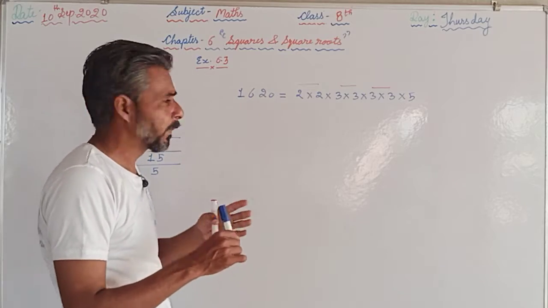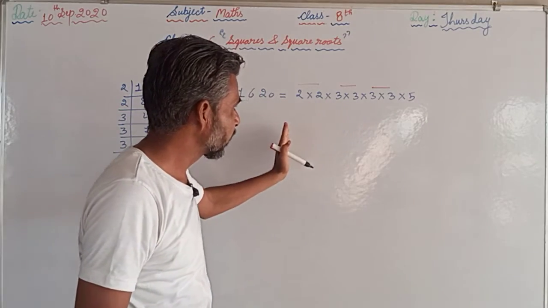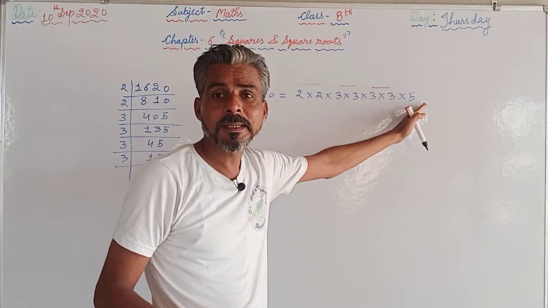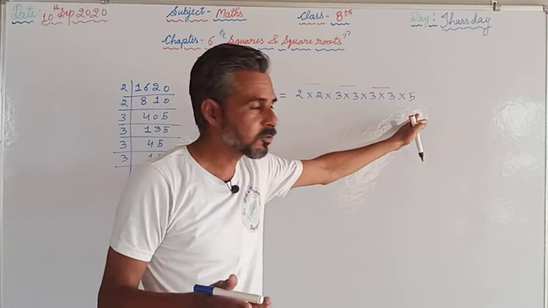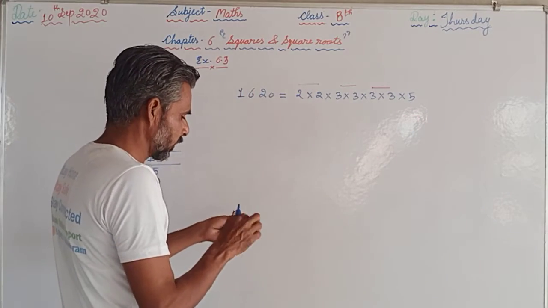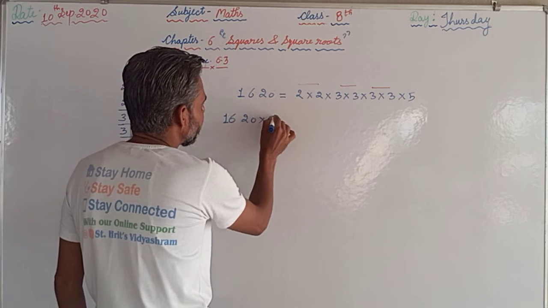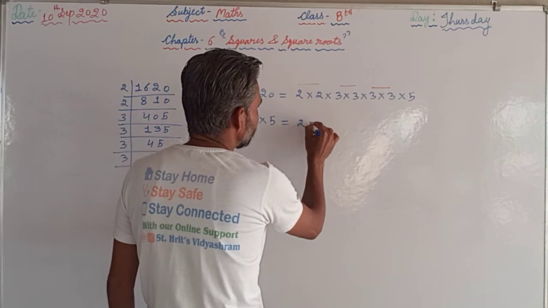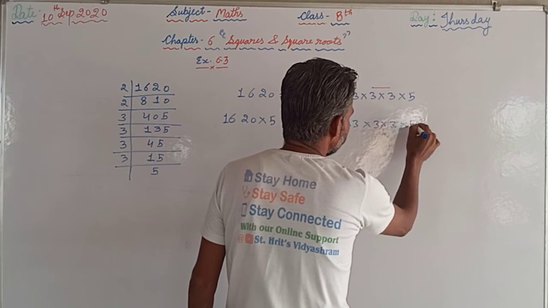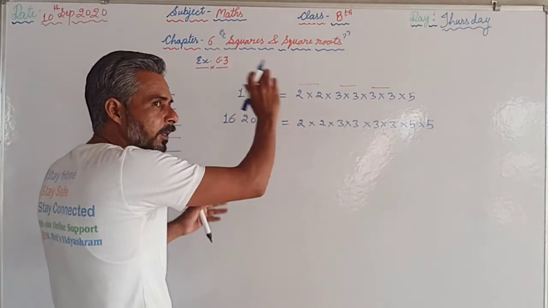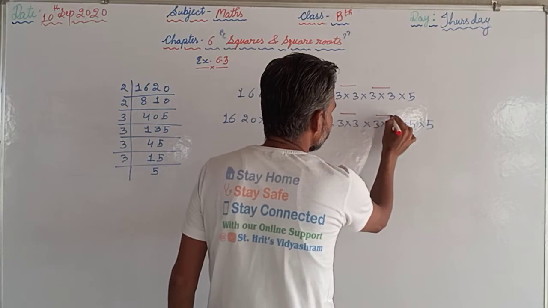So it is clear that this is not a perfect square, because for a perfect square all the prime factors should be in pairs. So here 5 is alone, means the pair is not there. So one thing we can do is multiply by 5. 1620 multiplied by 5 means this will become 2 into 2 into 3 into 3 into 3 into 3 into 5 into 5. We multiplied by 5 on this side, and on that side, and so here our pairing is complete.